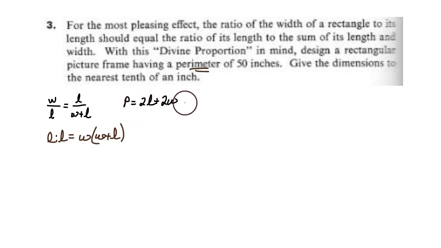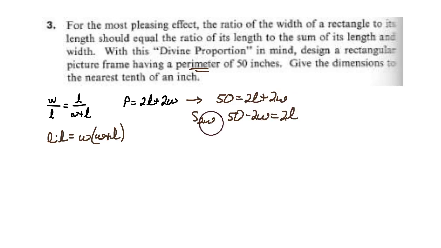Next, I'm going to go over to the equation that involved perimeter and make the substitution of 50 inches for capital P. Then solve this equation for one of its variables. I'm choosing to solve for the L, so let's subtract 2W from both sides. We have 50 minus 2W is equal to 2L. Then divide both sides by 2. We get 25 minus W is equal to L.